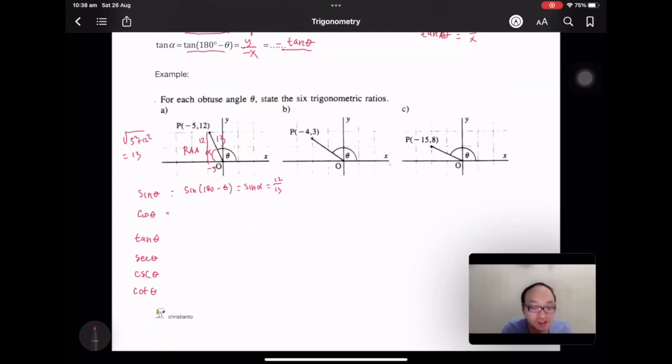How about cos? So this is cos 180 minus theta, but cos is negative for obtuse. So this equals negative cos alpha, which equals negative 5 over 13. Tangent. Tangent is also negative. So tangent 180 minus theta equals negative tangent alpha. So this equals 12 over negative 5.